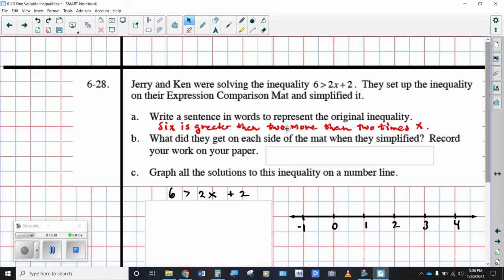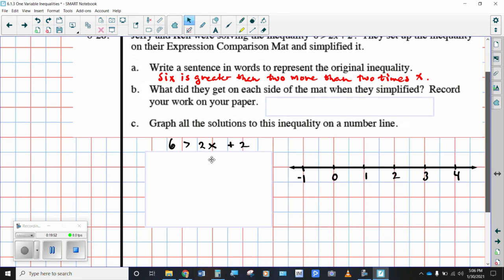All right, first off, the words that you would use, obviously you got 6 is greater than on the left-hand side, but then you could say 2 more than 2 times x, or you could say 2x plus 2, or you could say 2 more than twice x. There are a few different ways you could express that expression. Now, before we answer this, we have to go through and do our legal moves.